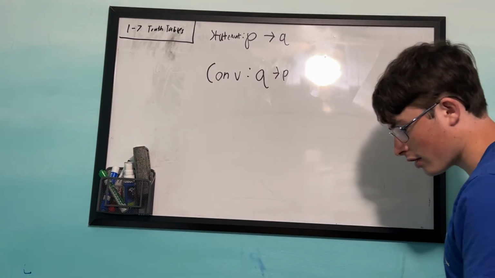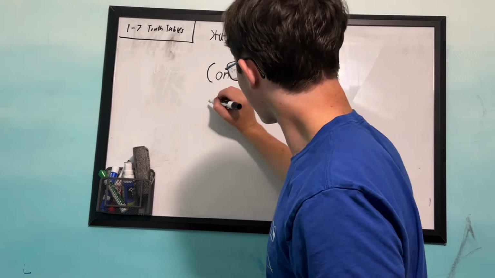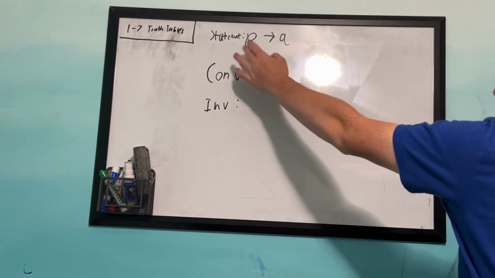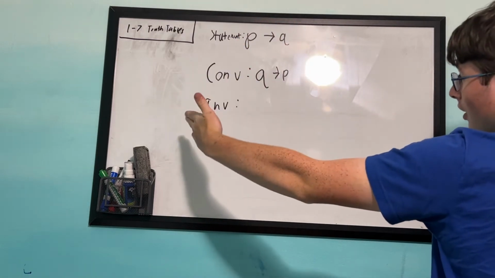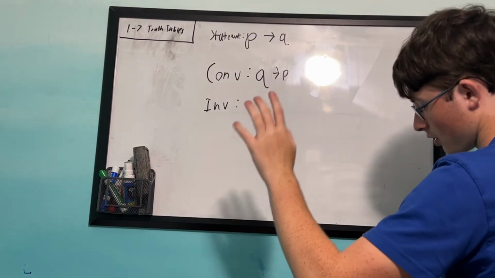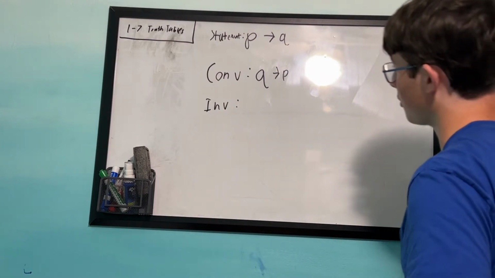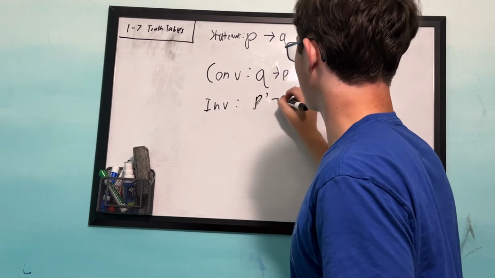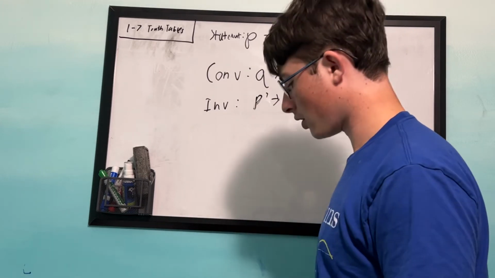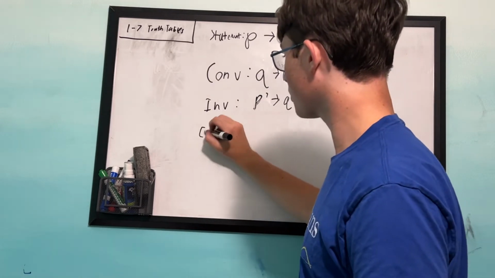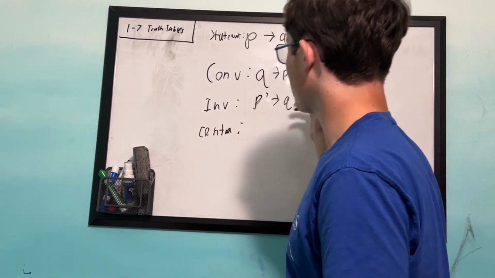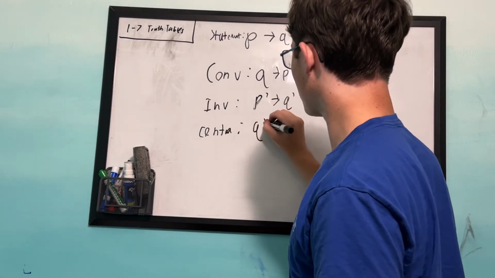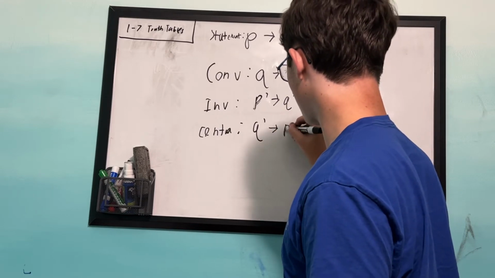Then for our inverse, instead of if P then Q, we'll have if not P, then not Q. So instead of flipping it, we're just negating each of the statements on their own. And then the contrapositive is kind of combining it, where we mirror image it, where we go in the opposite direction and we negate everything. So it's if not Q, then not P.